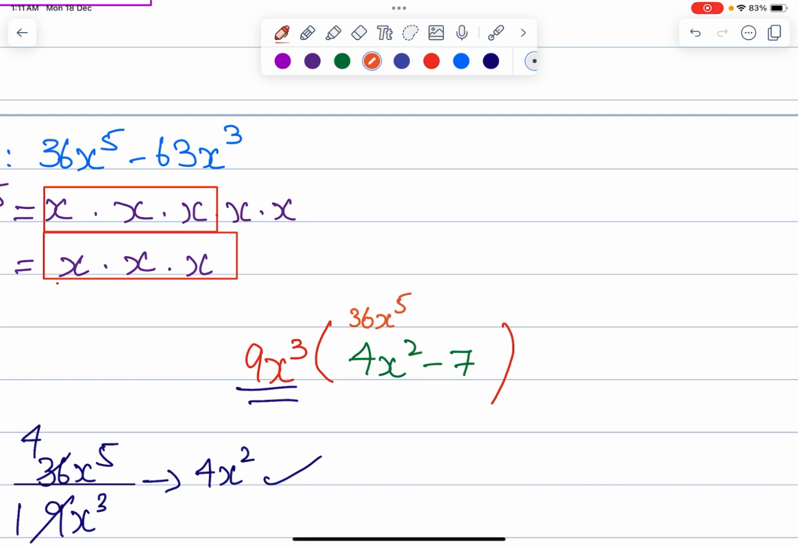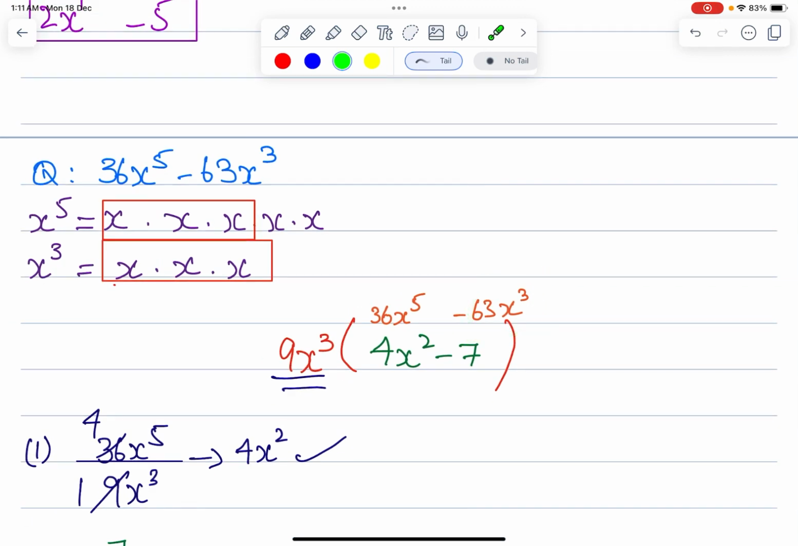Perfect. 9 multiplied by negative 7 is what? Negative 63. Do you have an x term with 7? No. So automatically this x cube is going to come. Perfect. This is simple mathematics. Simple rules. Nothing complex. Nothing rocket science. Just simple things. So you get 36 x to the power 5 minus 63 x to the power 3.